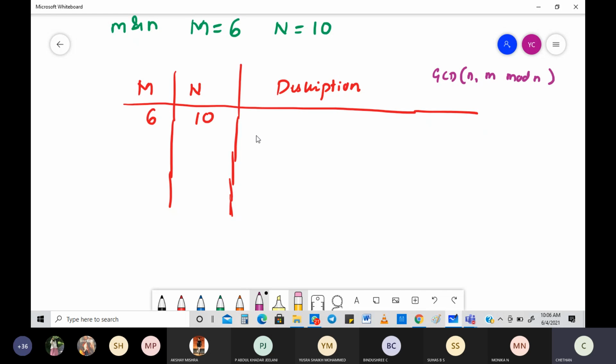So what happens here? That's very important. What is the value of m? Now, since n is not equal to 0, we are going to write it like this. The n value needs to be shifted, so whatever is there in n will come here. And what's the next step? The next very important step: n will have the value of m mod n.